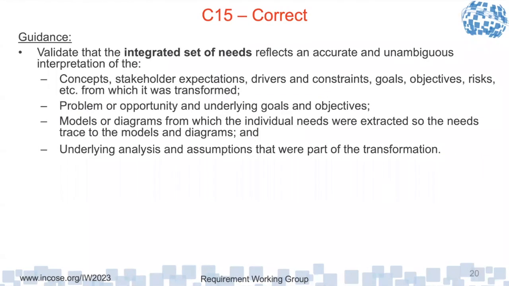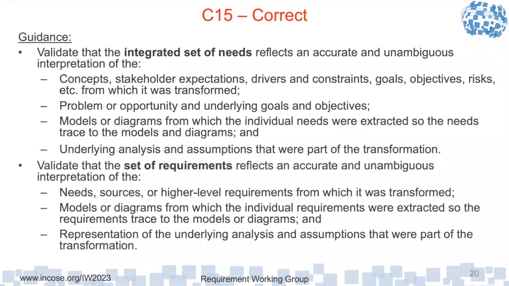Validate that the integrated set of needs reflects an accurate and unambiguous interpretation of the concepts, stakeholder expectations, program constraints, the problem or opportunity, and any models or diagrams used for analysis from which these came. So all this is going to help us. We've got to think about the validation: did they really communicate the sources? The same with the requirements: an accurate, unambiguous interpretation of the needs, sources, and higher level requirements, and that they were transformed from the models and the underlying analysis.